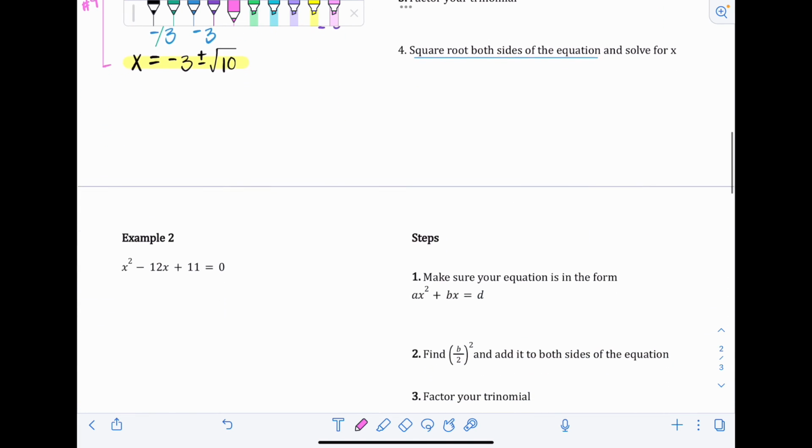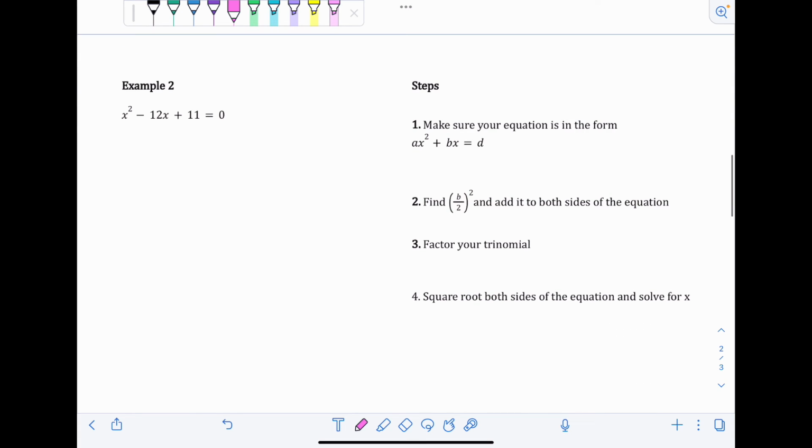Okay, so example 2. Same type of problem, so if you feel confident, you could pause the video and read through the steps on your own, see how far you can get, if you get stuck anywhere, and then if you finish, check your final answer at the end. So example 2 is x squared minus 12x plus 11 equals 0.